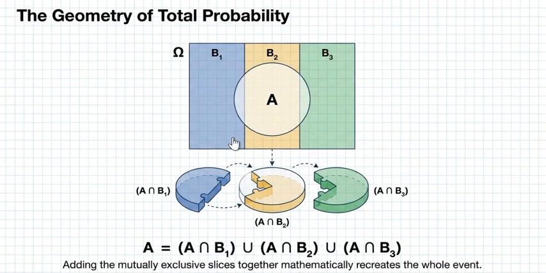Next, moving forward, the geometry of total probability is that A equals A intersection B1, union A intersection B2, union A intersection B3, as you can visualize from the slide.